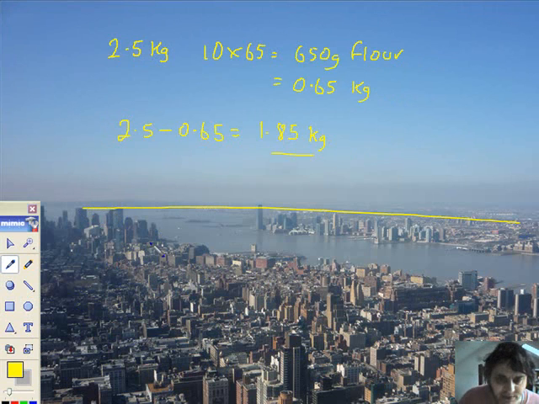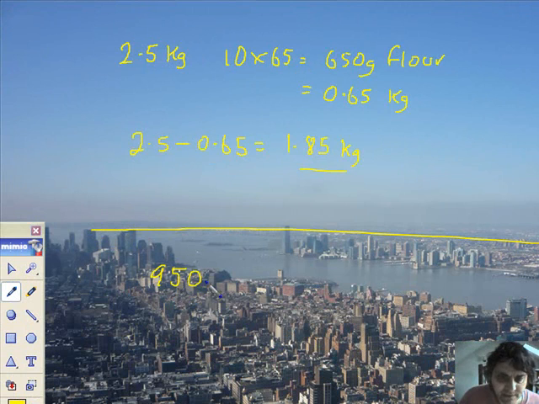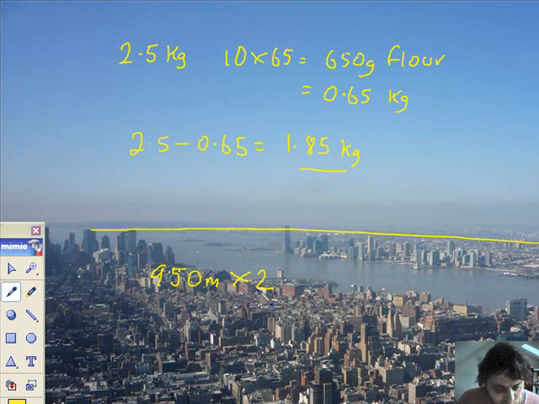Question 10, Tom walks 950 meters to school every morning. He walks the same distance home every afternoon. In other words, he goes and comes back, so just multiply that by 2. How many kilometers does Tom walk in 1 week? Alright, so do that times 2.